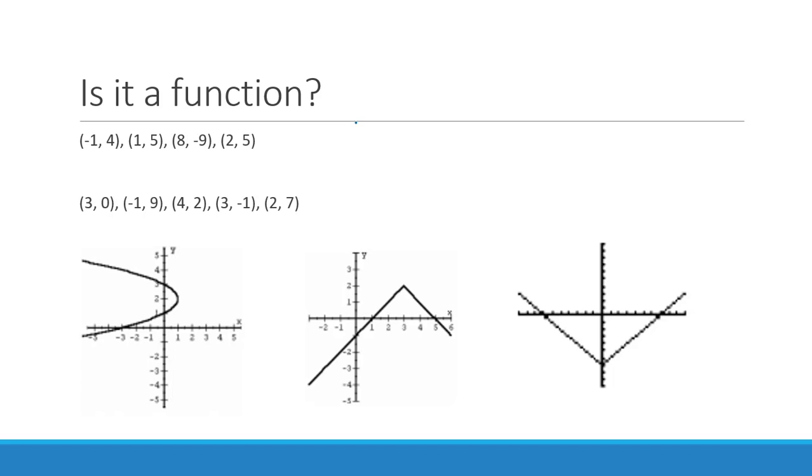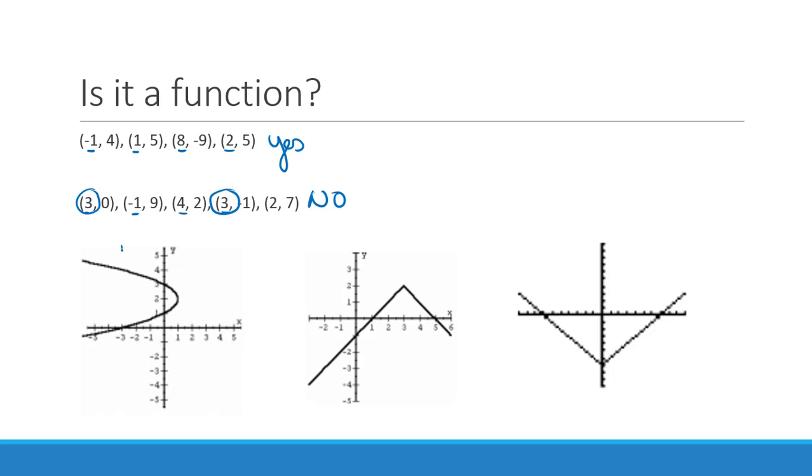So let's just do some examples of, is it a function? Is it not a function? Again, all you want to do is look at your x values. And so you've got -1, 1, 8, and 2. As long as those don't repeat, then yes, this is a function. You've got 3, -1, 4, 3. That's a red flag. I could pretty much stop right there. Because I have the point 3, 0, and because I have the point 3, -1, no, this is not a function.